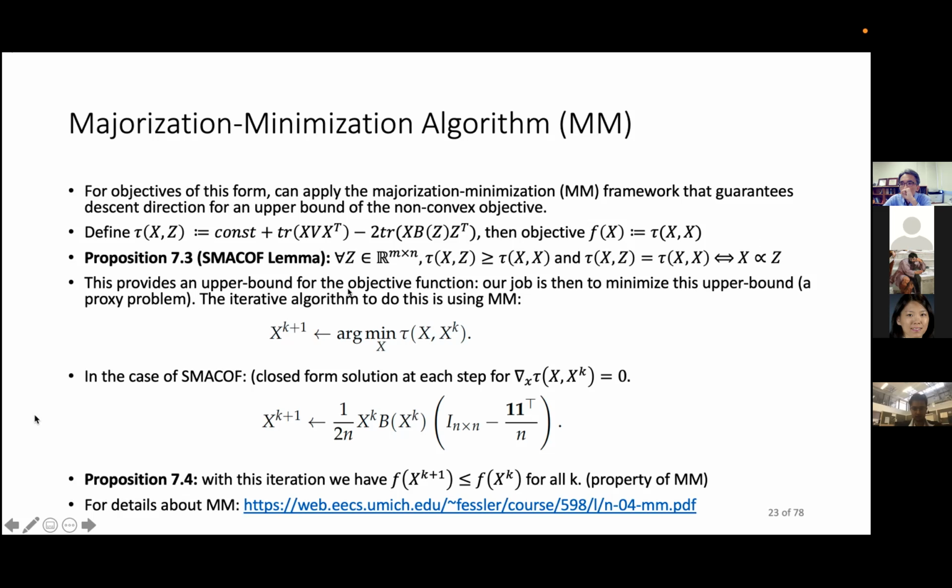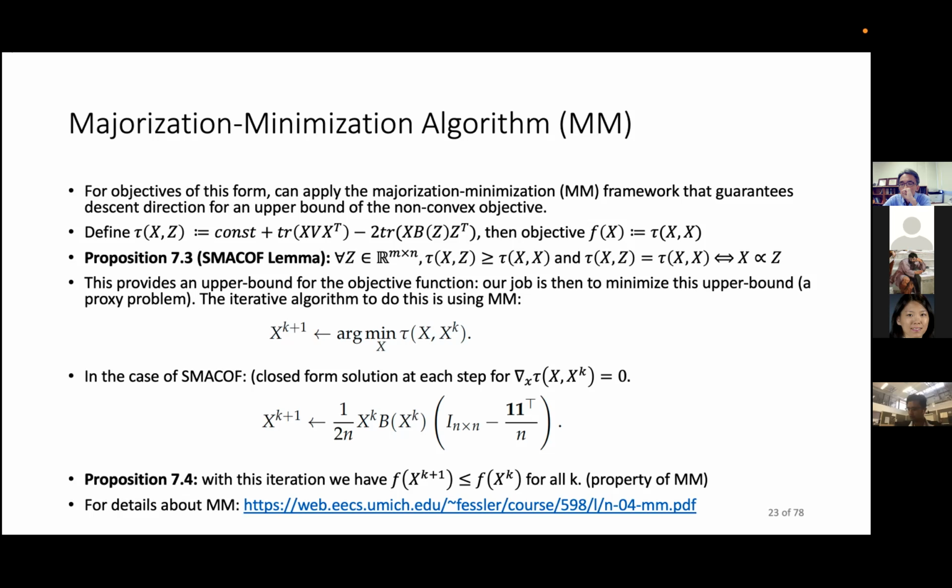So now we come to the minimization part. The second part is we want to minimize this upper bound. And that's the main idea of the majorization minimization algorithm. You basically compute the gradient of this function with respect to x, and then you update the current iteration of your x to the next iteration. So it's an iterative algorithm like the EM algorithm.